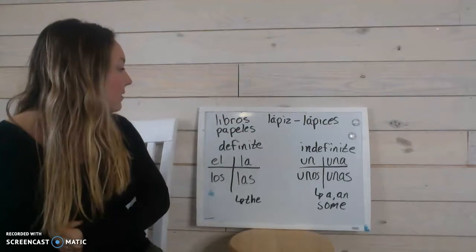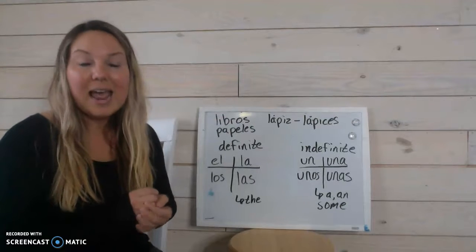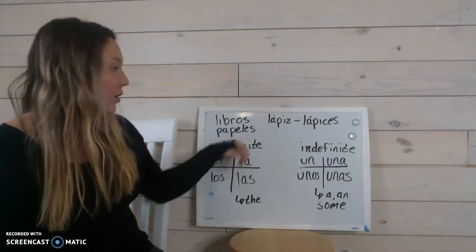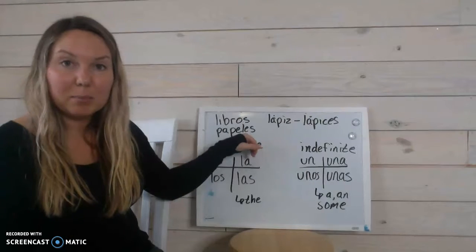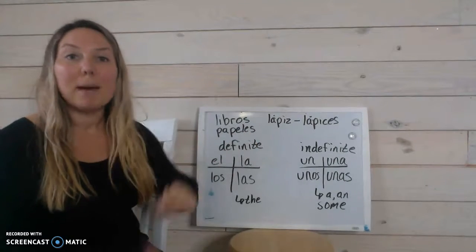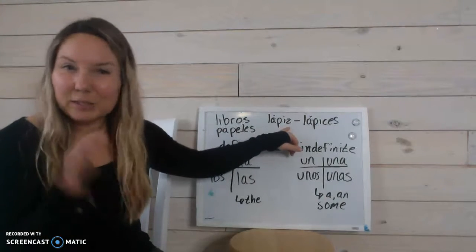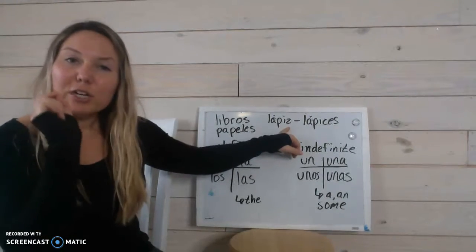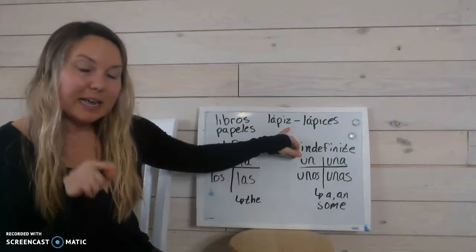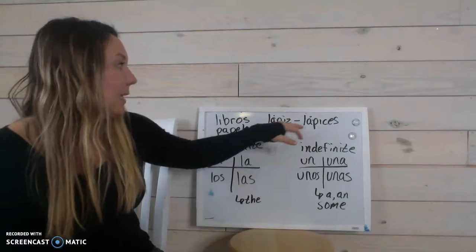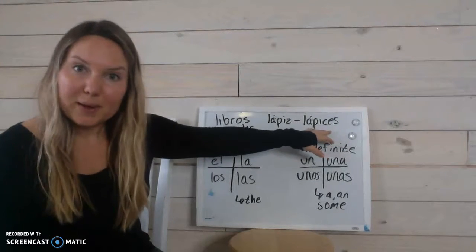If your word ends in a consonant, any other letter except for the vowels and the letter Z, you're going to add an ES to make it plural. So papel became papeles. If your word ends in a Z, that's the only thing that's a little weird, you're going to change the Z to a C and add ES. So lápiz becomes lápices. Okay?